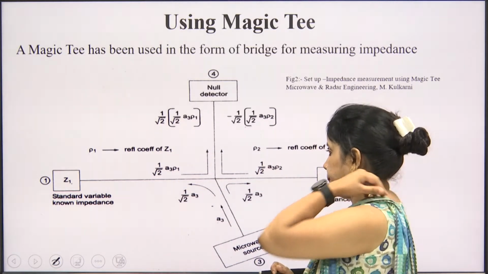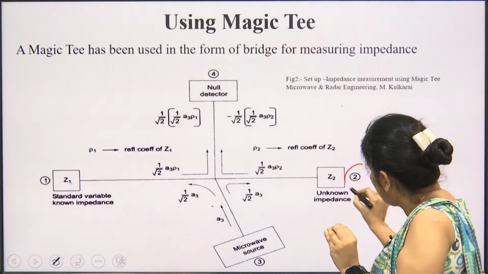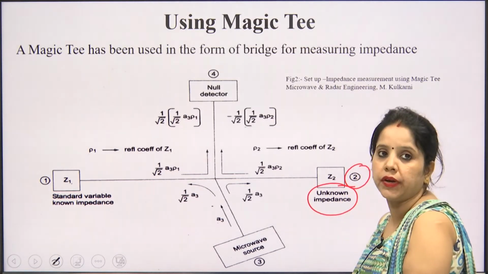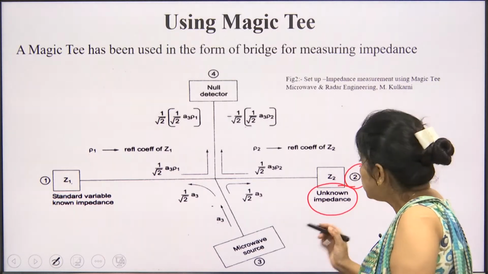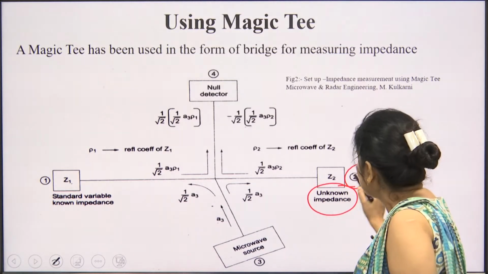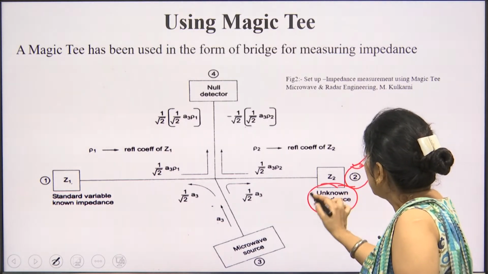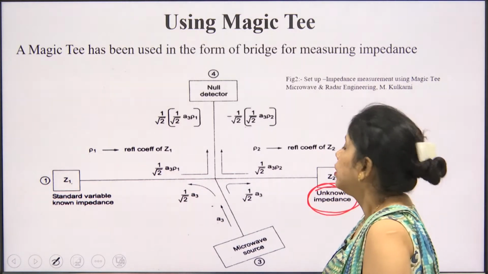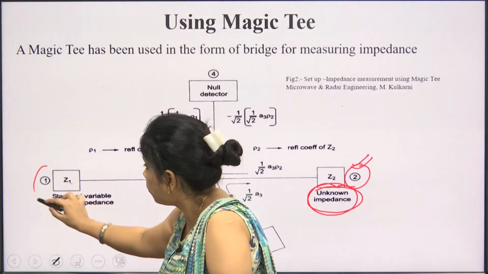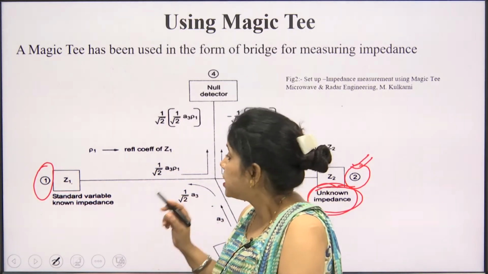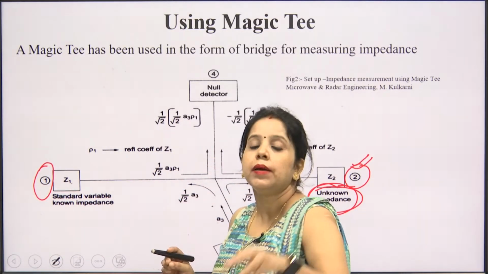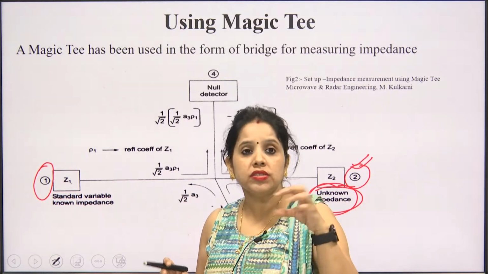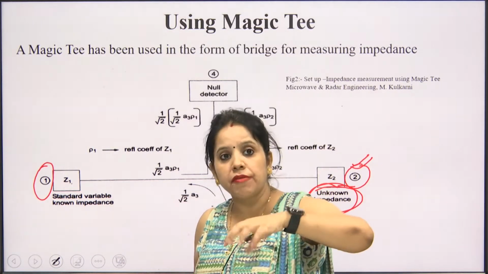So what we are going to do here? In port 2, we are keeping that component, or we can say the load, whose impedance we want to measure. So in port 2, we are keeping the unknown impedance. And in port 1, what are we giving? We are giving a standard variable known impedance, meaning a device or a load whose impedance is known to us and which can also be varied.